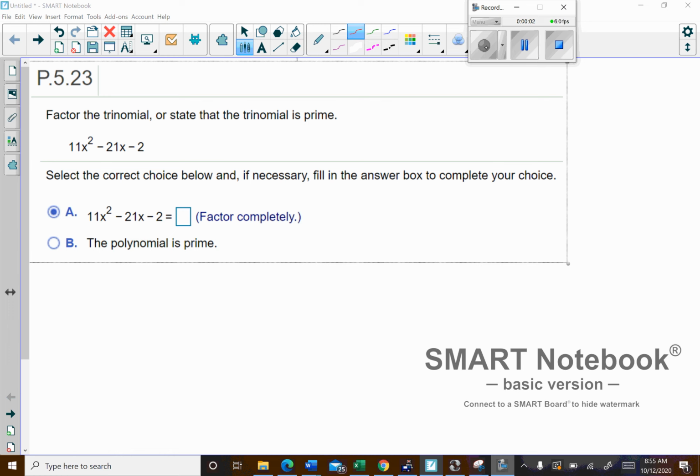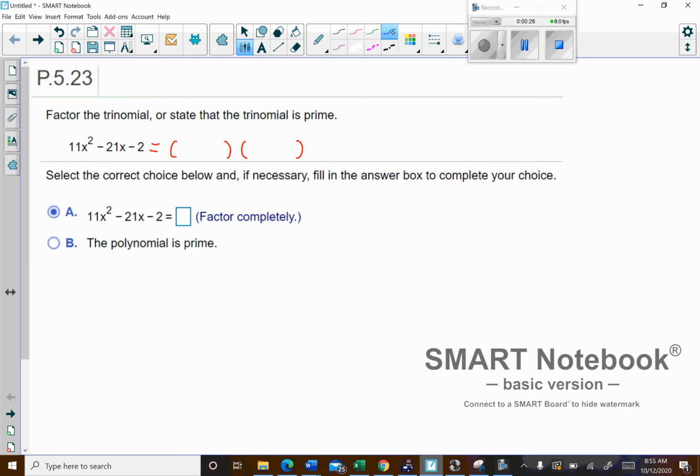Okay, so let's look at the two problems you sent. The first one is just straight factoring the trinomial, and it says it could be prime, which would mean it won't be factorable. So there's a couple of different ways you can approach this. Basically, we're going to break this up into two binomials, and you can do guess and check, which is okay.